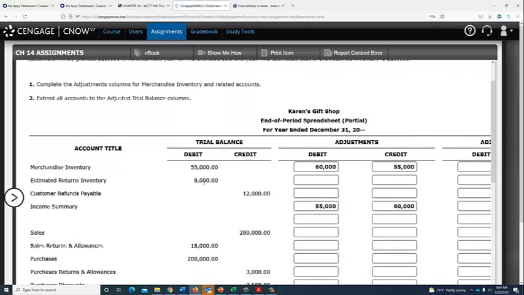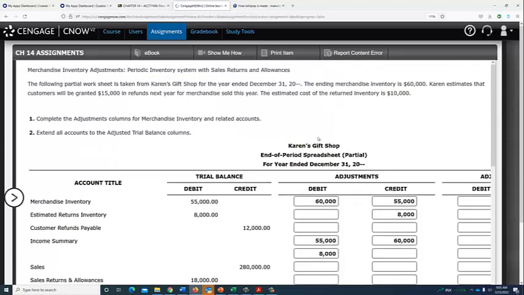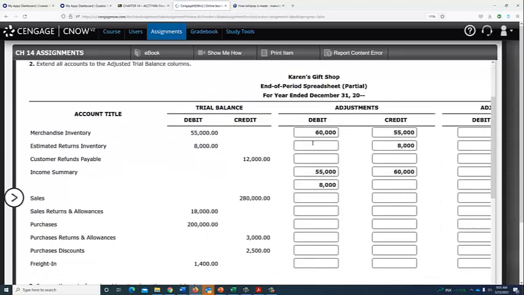Okay, now let's go ahead and do the estimated cost of the returned inventory. So we want to get rid of the old number that's been here since the beginning of last year. Okay, so a credit of $8,000 will zero out the debit of $8,000, and then we'll run the offsetting debit for the $8,000 in through income summary. And now we need to put the new figure in, which was $10,000. So we'll add $10,000 to our estimated returns with a debit, and then offset that debit with a credit to income summary.